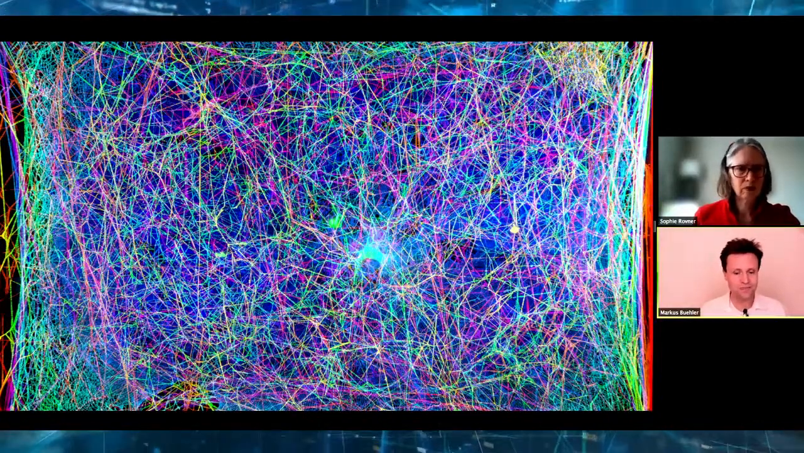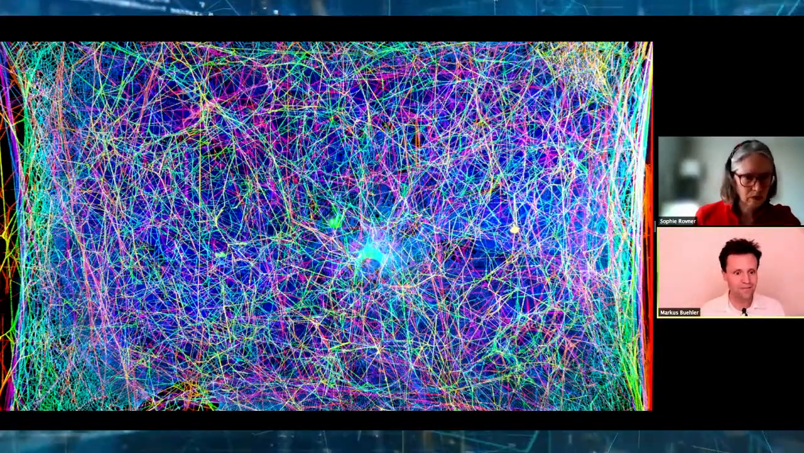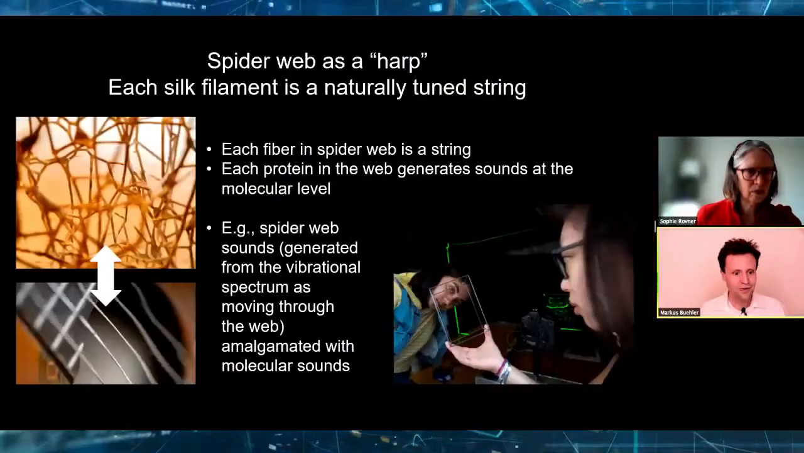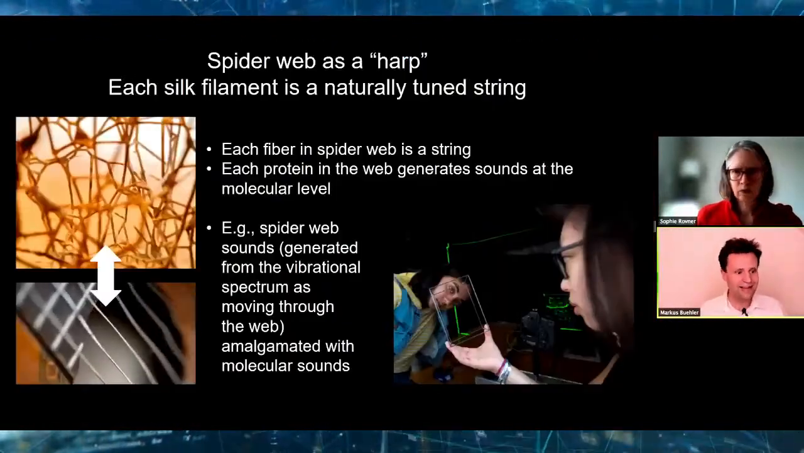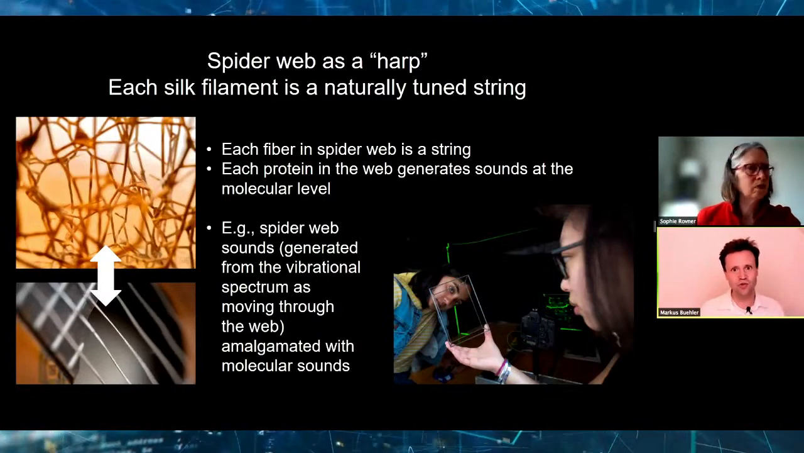Next slide, please. So this shows a little bit of the principle behind that. On the left hand side, I have two images. One is a movie.